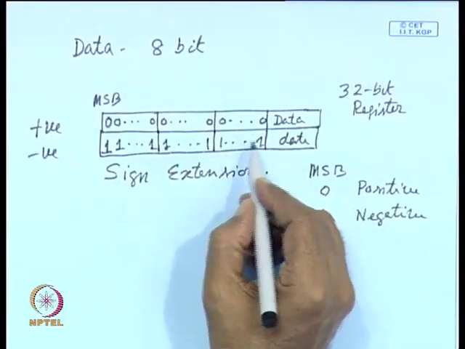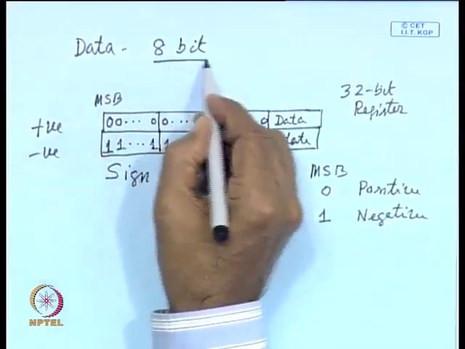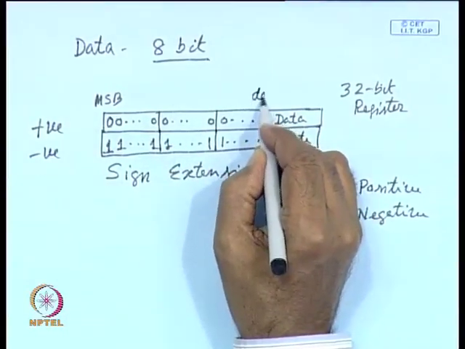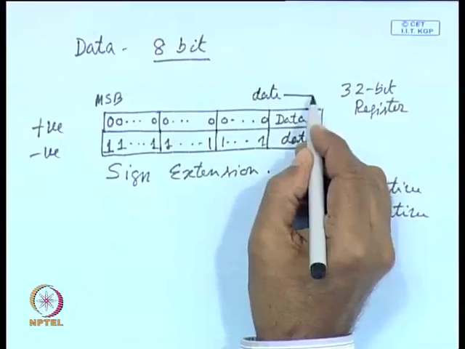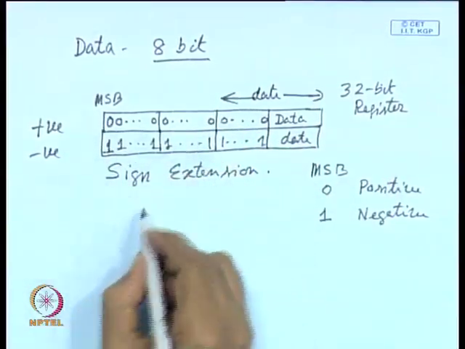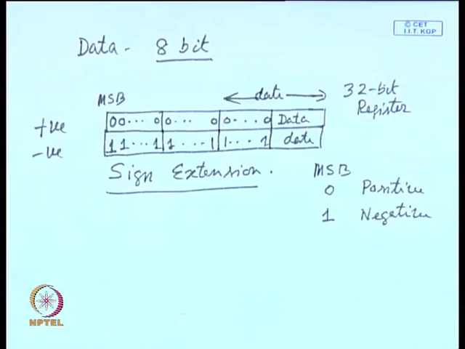So, this is the case when the data size is 8 bit, that is byte. If the data size is 16 bit, that is half word, in that case also the same thing is done. The concept of sign extension is used to fill up the remaining bits. You may be asking, why is this necessary?